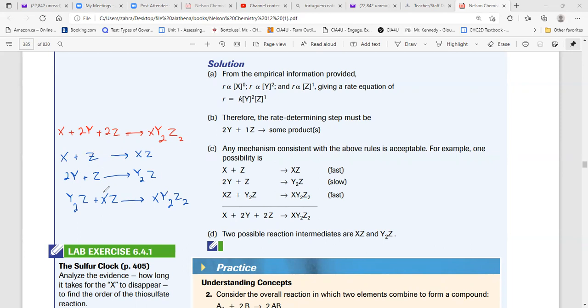If you add them up, you have 2Z here, 2Y, X, and Z. But this cancels with that, and this cancels with that. So you get that part, and of course this is gone, this is gone. So the intermediates are XZ and Y2Z.